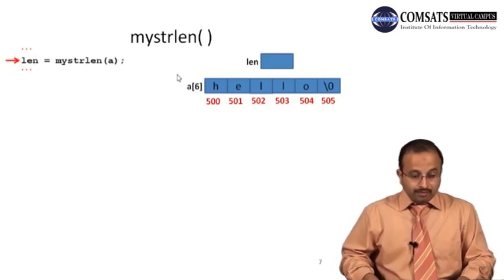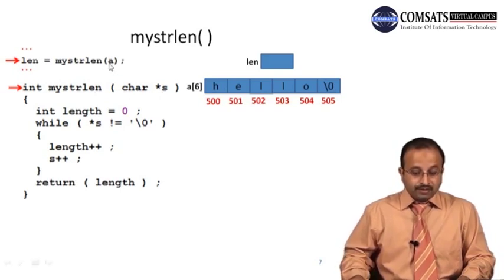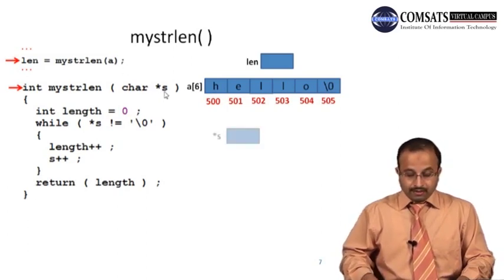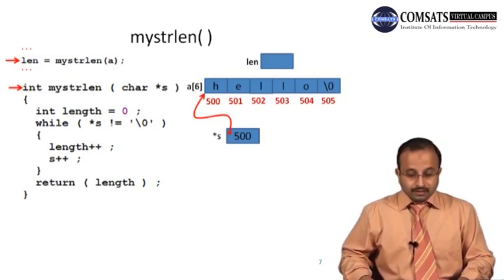When this statement is executed, first the function will be executed, that is my string length. The control goes to the definition of that function, and this is the definition of my string length function. Then this statement is executed. It allocates the memory for the pointer s, and initializes s with the base address of a. You are passing the base address of a, that is 500. So it initializes that pointer value with 500, and this is the connection. Now this pointer points to the beginning of the string.